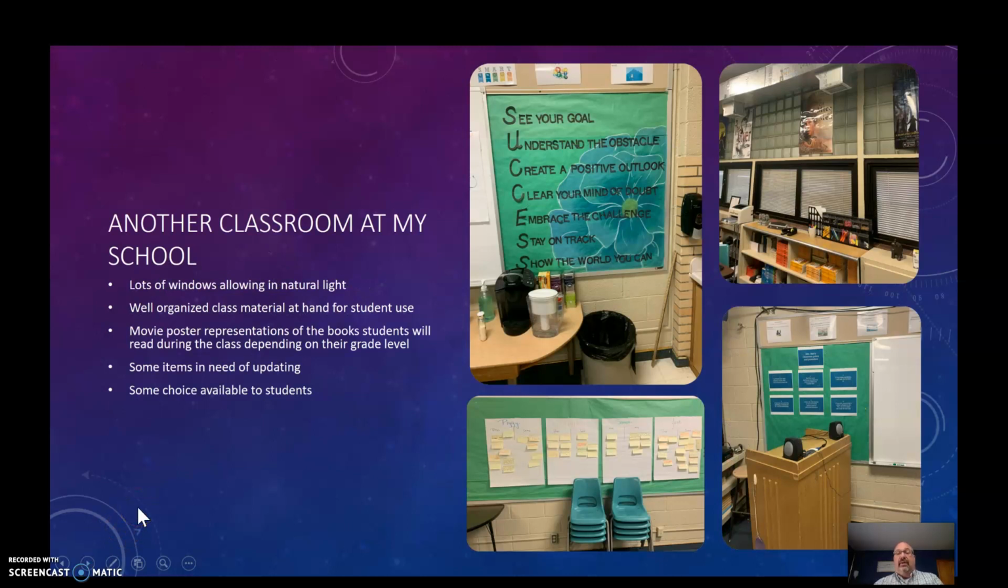Next is an example of another classroom at my school. One of the things I wanted to highlight here is that in this space there are lots of windows for lots of natural light. In my classroom, with it being below grade, it's not as easy to get natural light into the space. One of the other things that I found really helpful to consider is that the student material that would be needed for the class is available, open to the students and really well organized. So should a student need something, it's pretty easy to find and use it for reference.